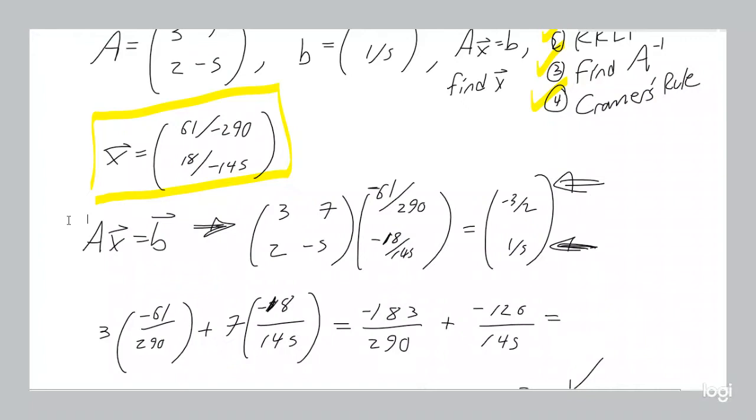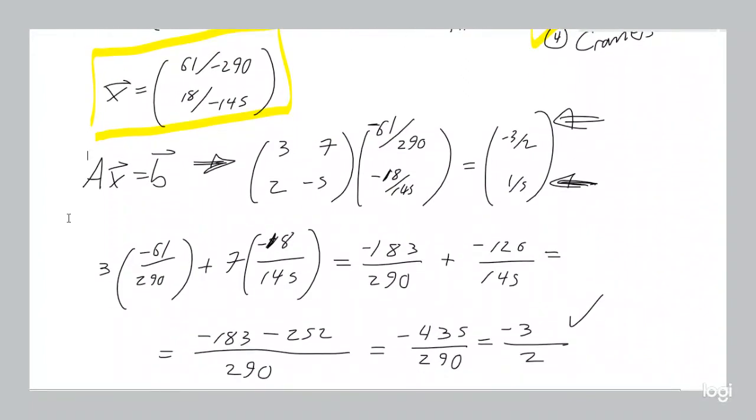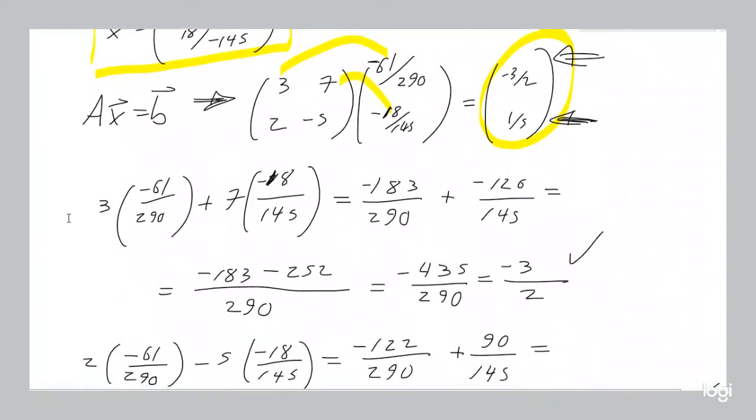So let's try it. Let's do A times x and see what we get, okay? Well, this is what we expect to get, right? Because that's vector B. So let's try it, okay? We do our multiplication of a matrix times a vector, right?